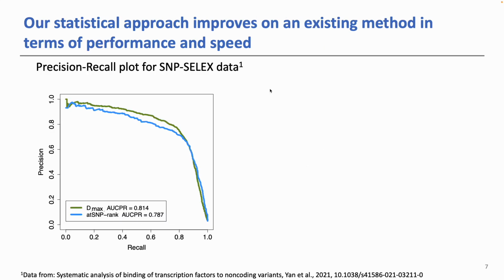We benchmarked our statistical approach using SNP-SELEX data, which is an in vitro measurement of the TF-DNA interaction for each allele of a SNP. From all the previously established methods, it was only possible to compare our approach to EBCB, since our approach also, like EBCB, only relies on the DNA sequence itself.